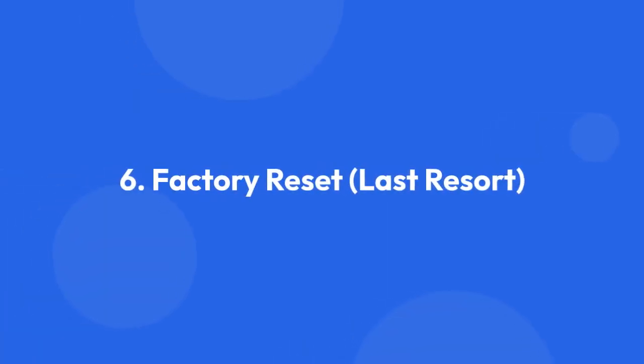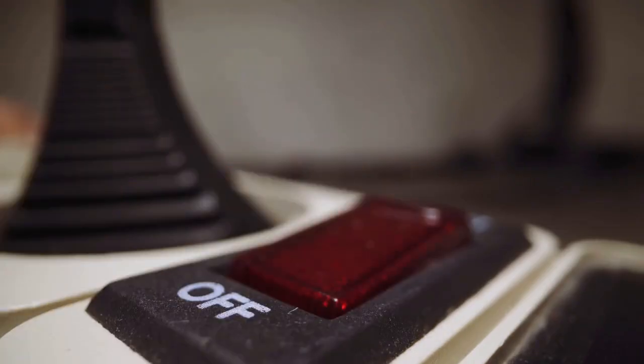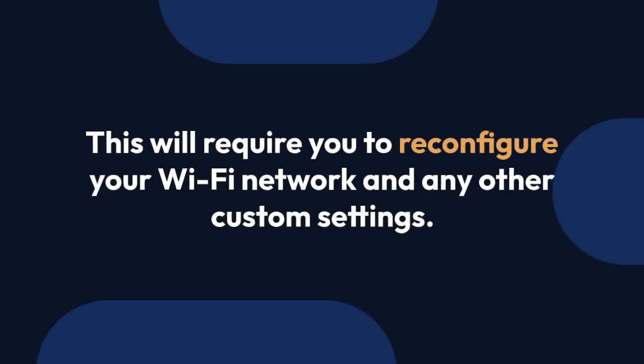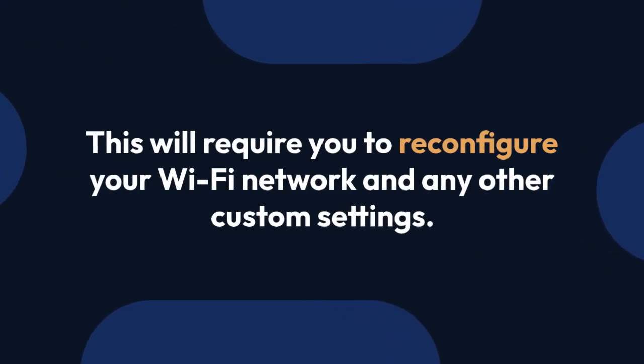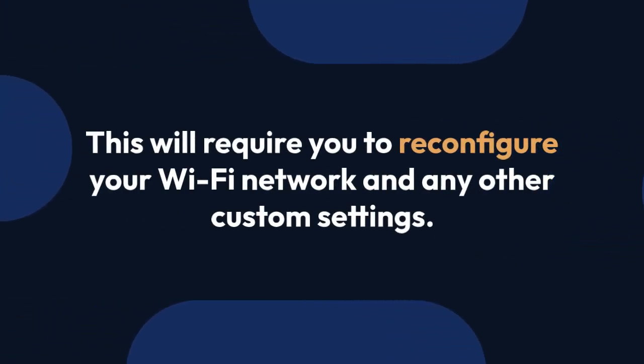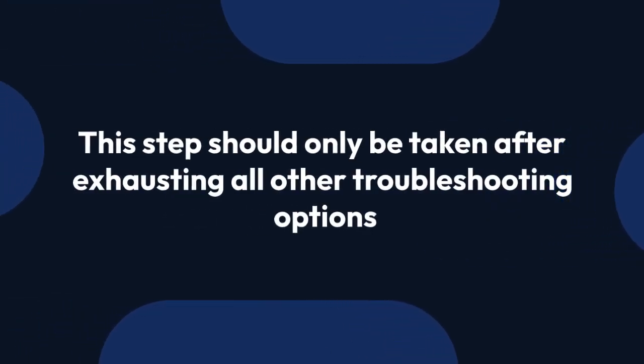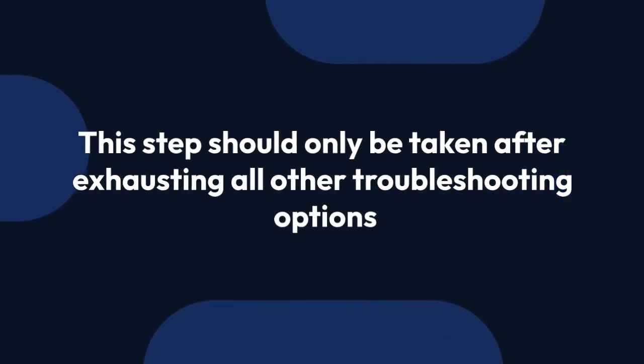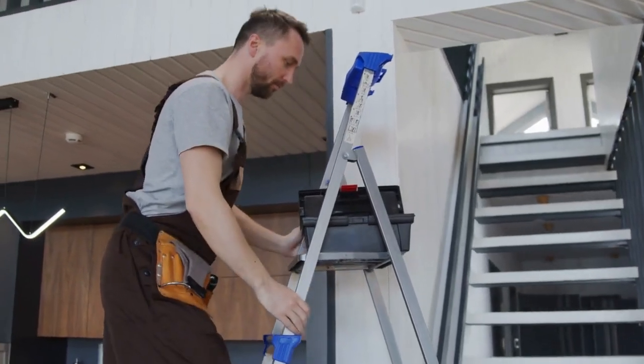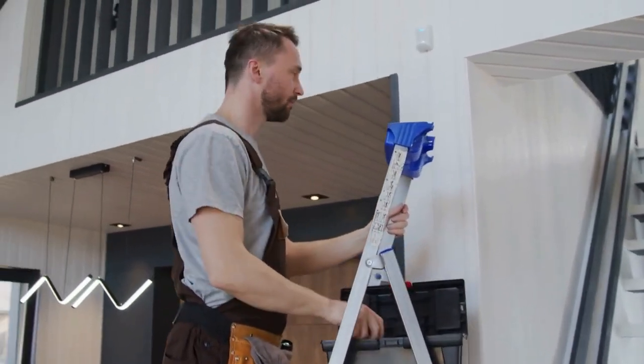6. Factory reset, last resort. As a final step, consider resetting your Converge router to its factory default settings. This erases all custom configurations, returning it to its out-of-the-box state. Be aware that this will require you to reconfigure your Wi-Fi network and any other custom settings. This step should only be taken after exhausting all other troubleshooting options, as it's a more disruptive solution. Refer to your router's manual for the exact procedure to perform a factory reset.